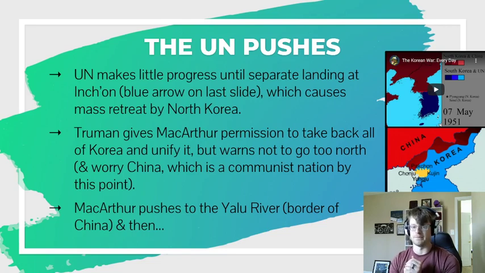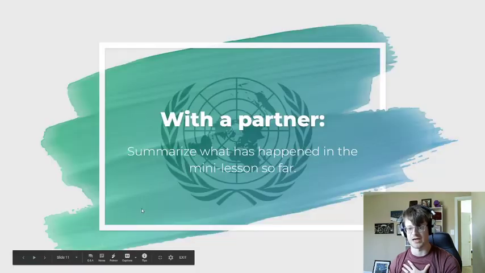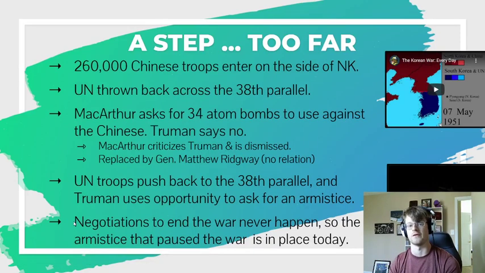Well, MacArthur goes too far. He gets to the Yalu River, which is the border, which is right on the border of China, near the border of China, and then all of a sudden, Chinese troops just pour over the border, 260,000 of them, on the side of North Korea. And the UN gets thrown back to around where that 38th parallel line is.